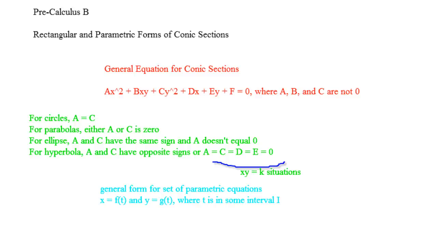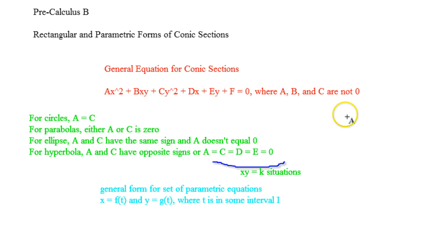Today we'll be talking about the rectangular and parametric forms of conic sections, okay? So the general equation, and we've seen glimpses of this in the past couple of videos, but in this video you actually see the whole thing in all its nasty glory. Okay, ax squared plus bxy plus cy squared plus dx plus ey plus f equals 0, where a, b, and c are not 0. Now the others could be 0, it doesn't matter.